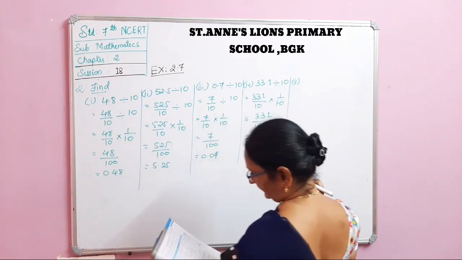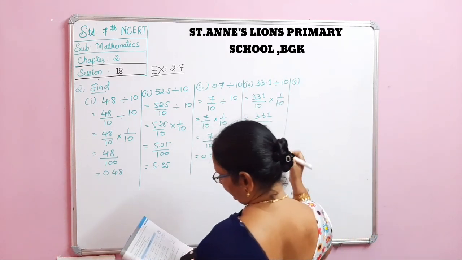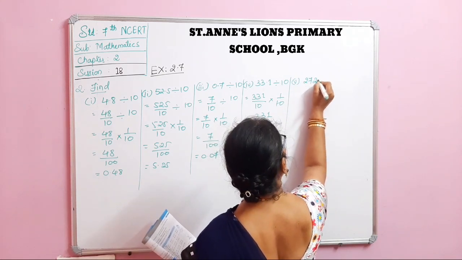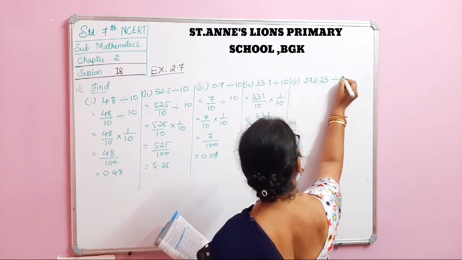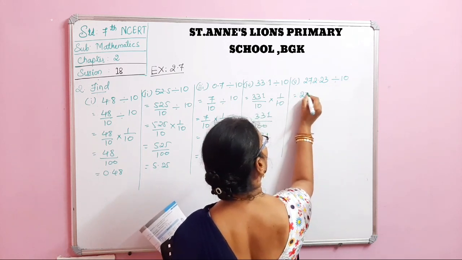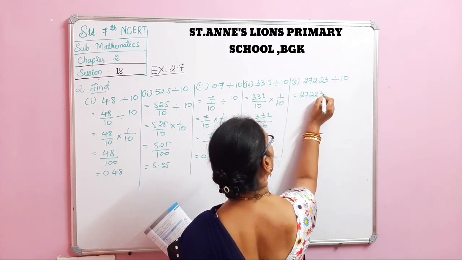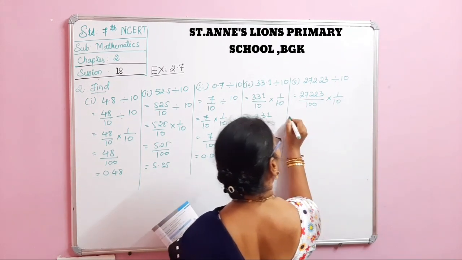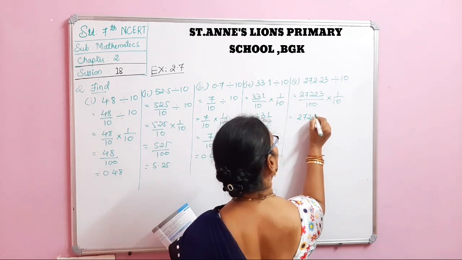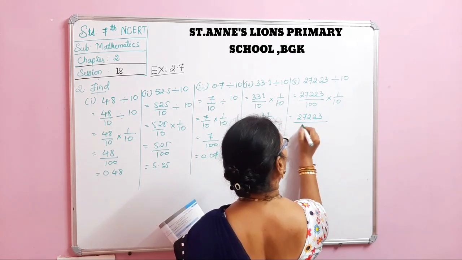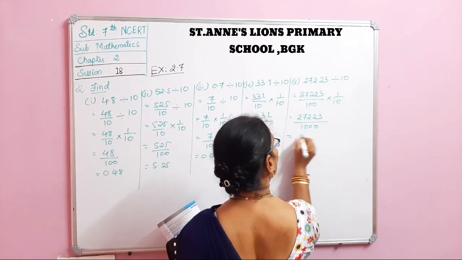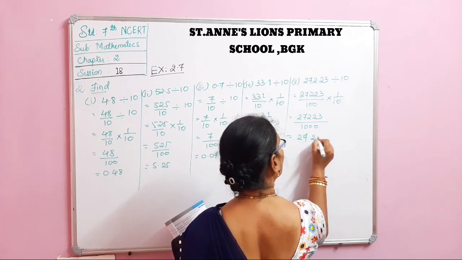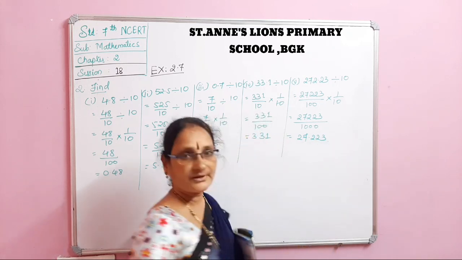Next, fifth one, 272.23. 272.23 divided by 10. 27223 by 100 into 1 by 10. So 27223 by 1000. So that is after three places, 27.223 is the answer.